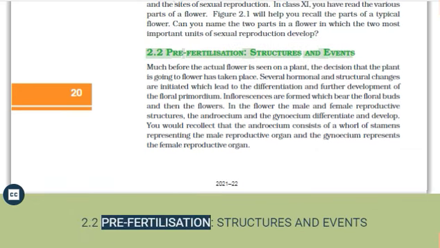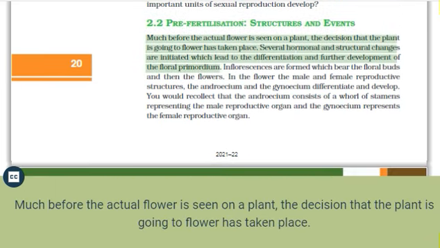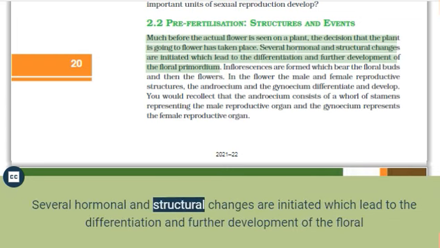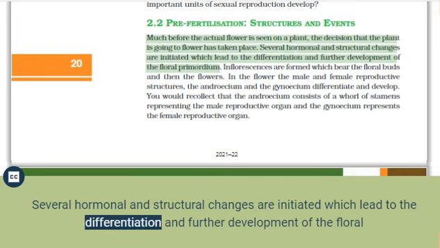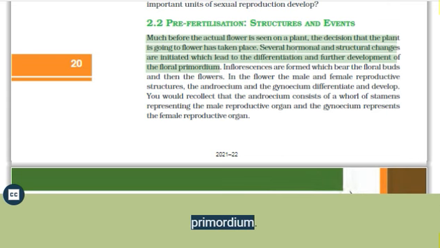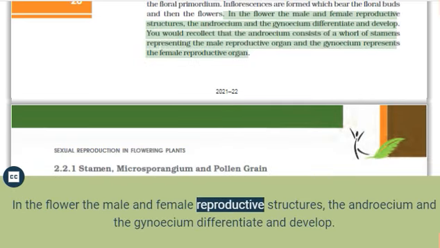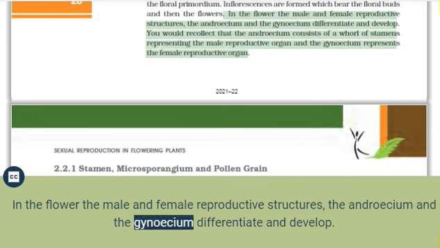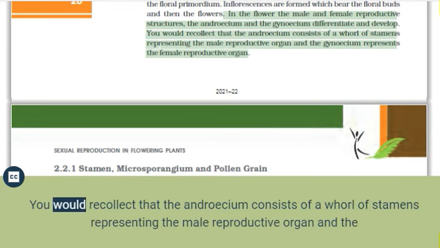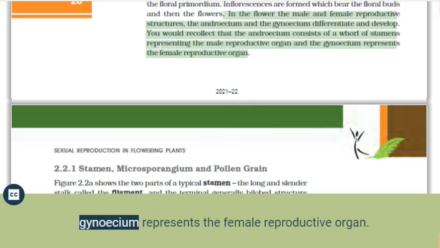2.2 Pre-fertilization, structures and events. Much before the actual flower is seen on a plant, the decision that the plant is going to flower has taken place. Several hormonal and structural changes are initiated which lead to the differentiation and further development of the floral primordium. Inflorescences are formed which bear the floral buds and then the flowers. In the flower the male and female reproductive structures, the androecium and the gynoecium, differentiate and develop. You would recollect that the androecium consists of a whorl of stamens representing the male reproductive organ and the gynoecium represents the female reproductive organ.